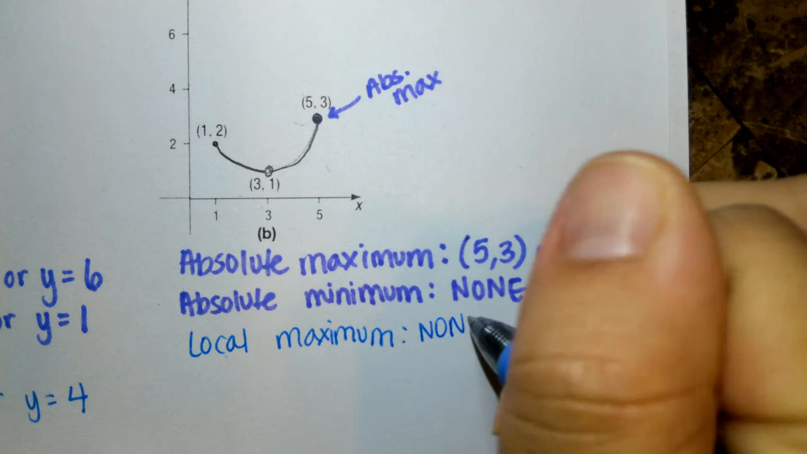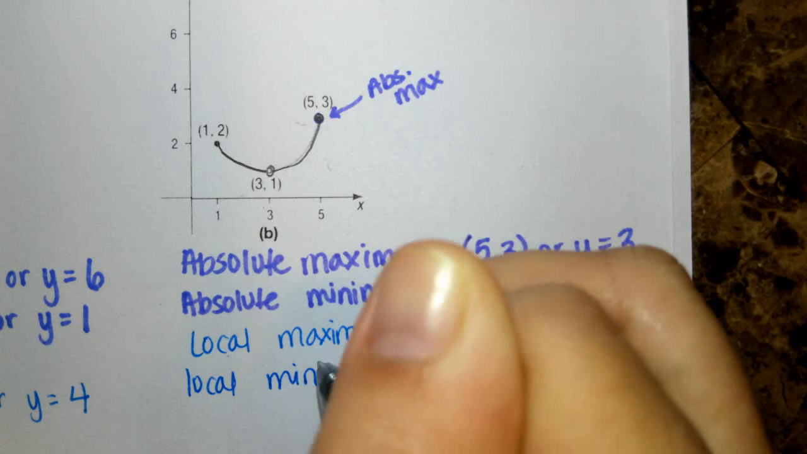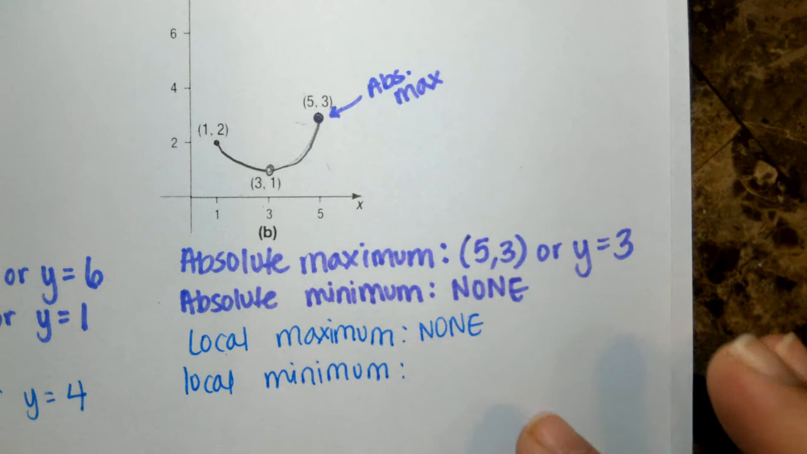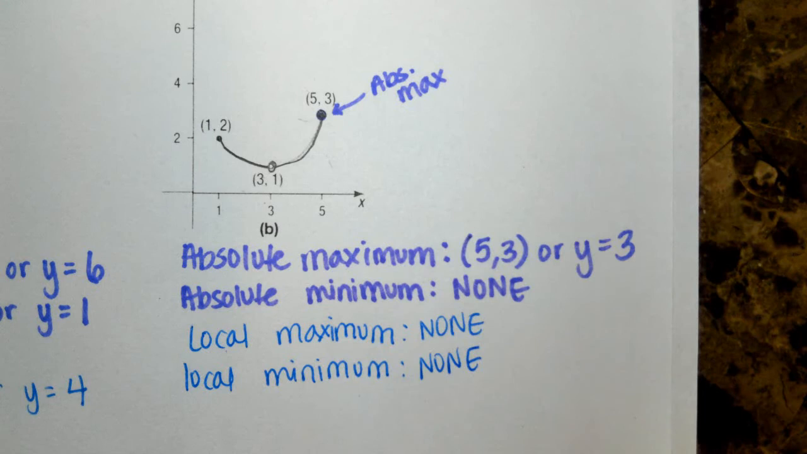Okay. And local minimum, same thing. There's no other low points. I mean, 3, 1, we don't even have an absolute minimum. So there's no other low points that are not endpoints that we can specify within a specified interval. So there would be none as well. And that's it. All right, we're going to go ahead and do just about 2 more examples. And then I'll leave the third one for you guys.